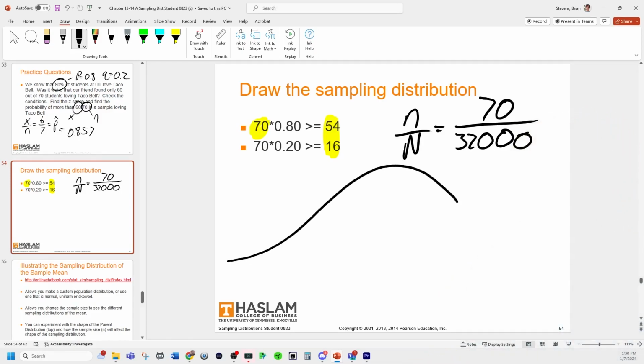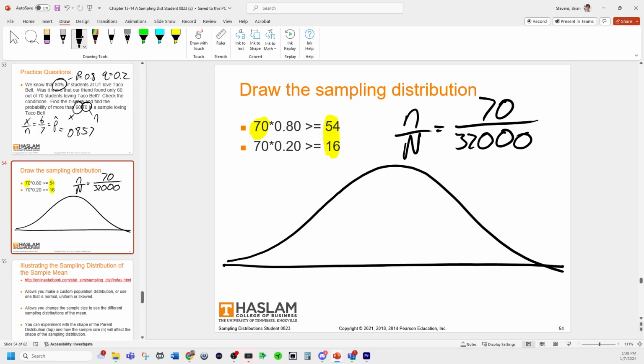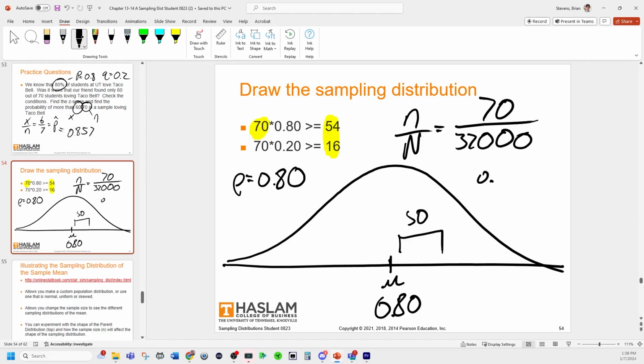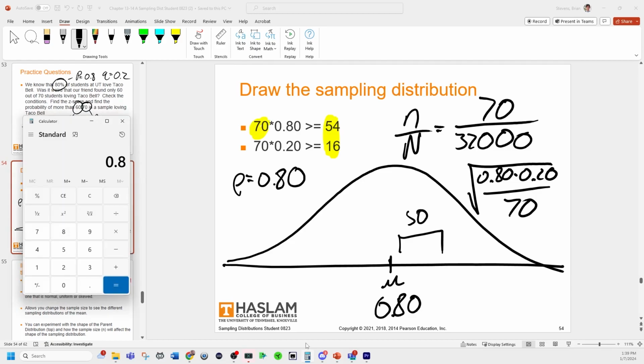Let's draw the normal. What's even better is if you want, you can put your mu here and go up standard deviations. The mean is going to be the truth, which, according to the problem, is 80%. Then we do the square root of p times q over n to get the standard deviation of this distribution. Be careful, it's not the square root of n, it's the square root of the whole thing, p times q over n. And the standard deviation is about 4.7%.